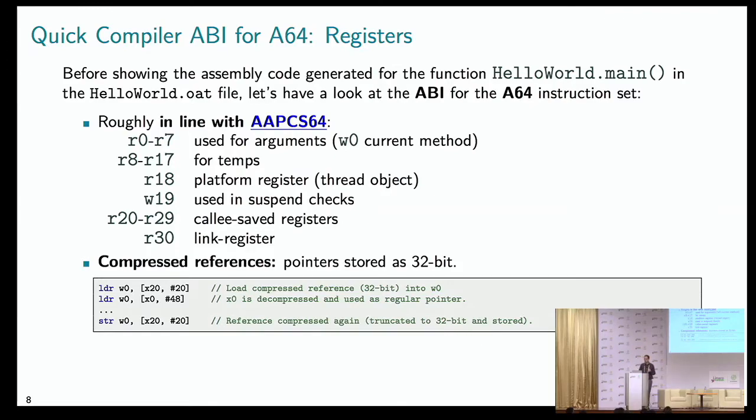Another interesting feature of the quick compiler is that we are using compressed references. You may remember I was saying that ART introduces a 64-bit mode of execution. This is a great thing, but one of the main issues with it is that pointers grow from 4 bytes to 8 bytes. This is an inconvenience. It makes your memory requirements bigger. So one way to circumvent the problem is to use compressed references.